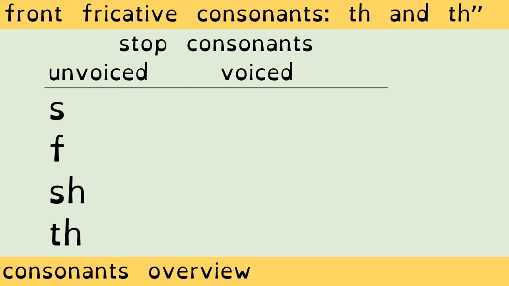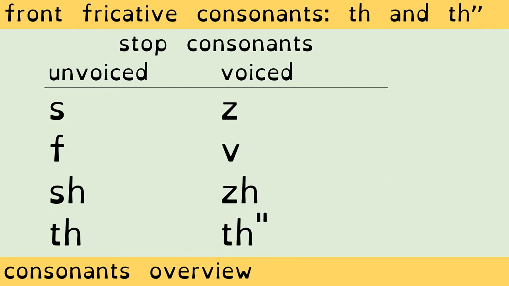Anyway, these are the unvoiced fricative consonants. They represent the sounds S, F, SH, and TH. Do you know their voiced counterparts? Let's take a look. The voiced counterparts are Z, V, ZH, and TH. S and Z are a pair. F and V are a pair. SH and ZH are a pair. And TH and TH are a pair.